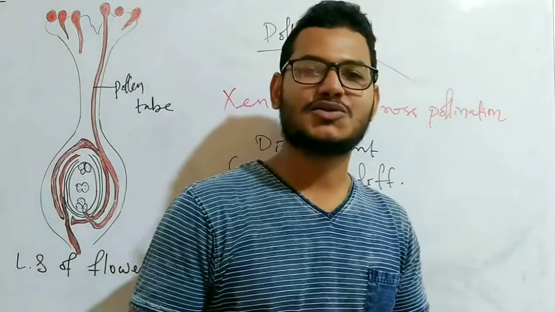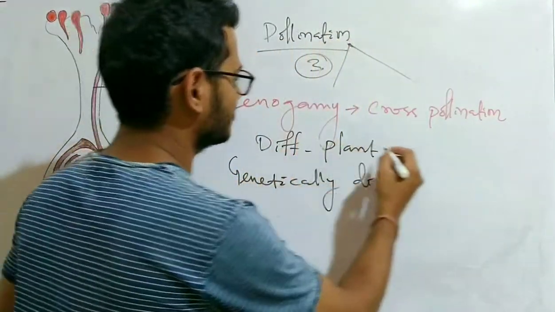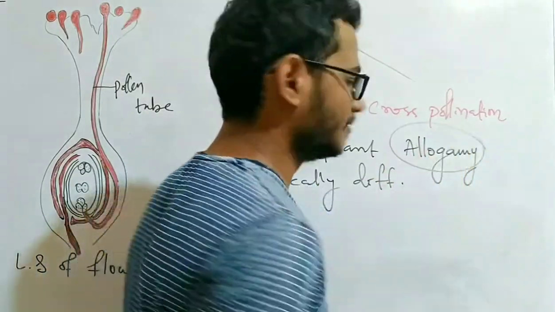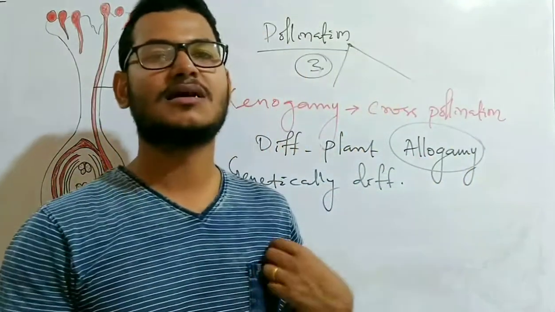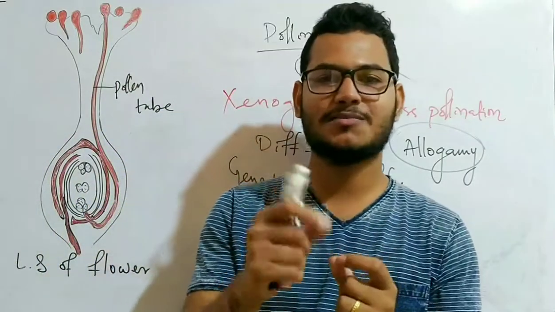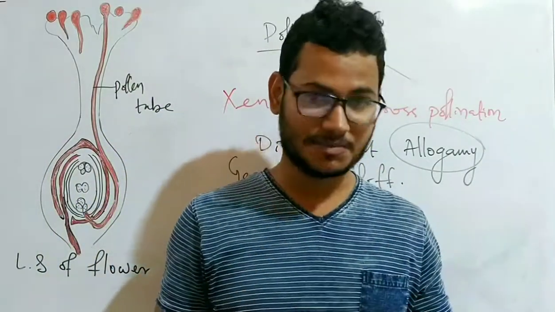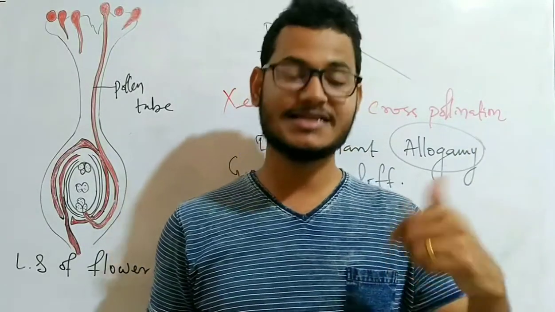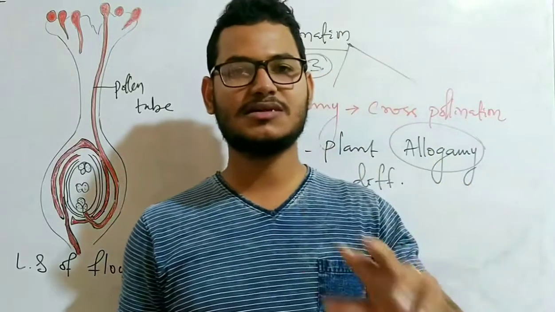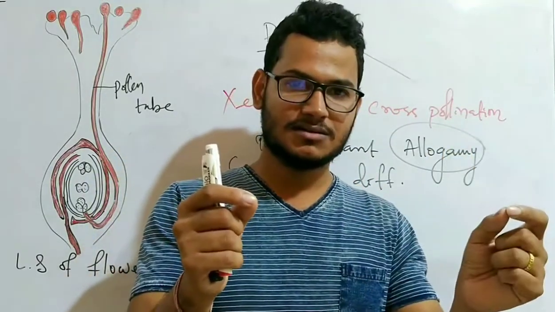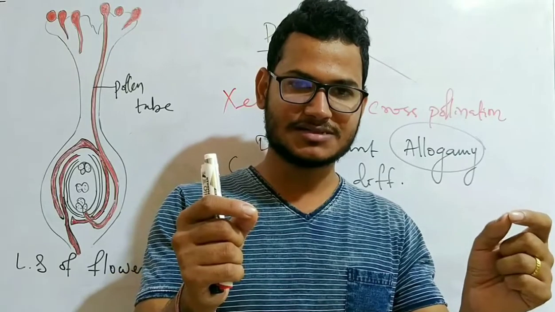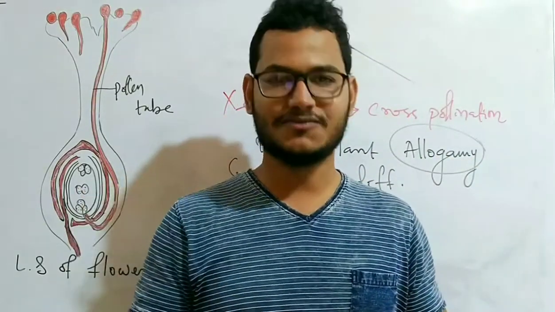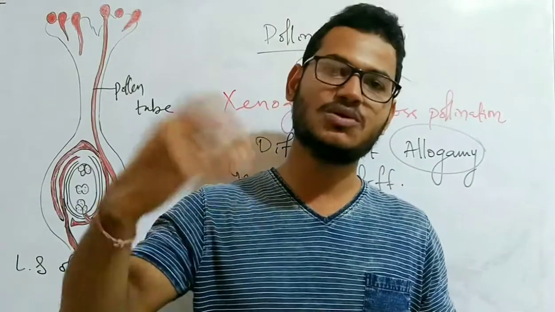So remember, xenogamy is also called allogamy. Why? Because allo means other and gamos means marriage, between other, different plants. So it is called allogamy, and xeno means strange. A strange variety is there with which the pollen grain and the female reproductive part, the pistil, will interact to form a strange or different type of flower with new characters.